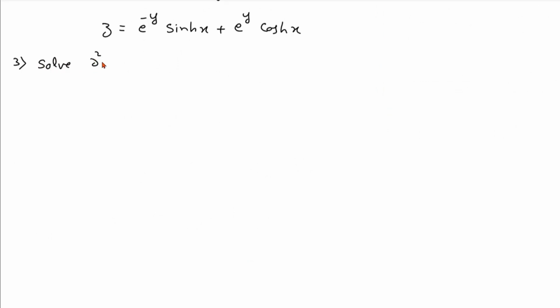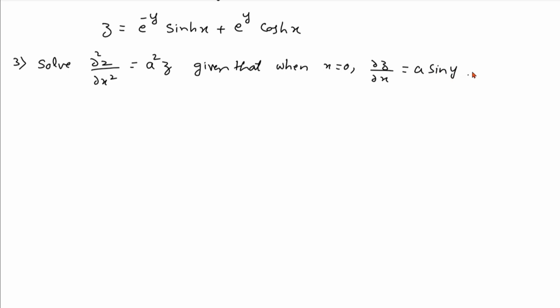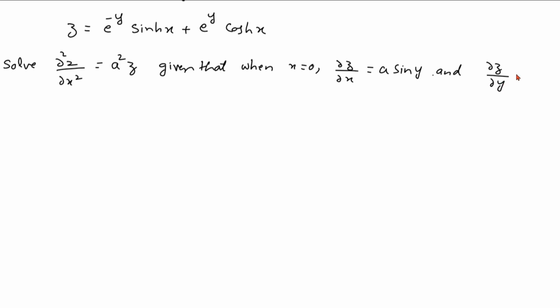Solve ∂²z/∂x² = a²z, given that when x = 0, ∂z/∂x = a sin y, and ∂z/∂y = 0. If you observe, x is the independent variable, therefore it contains only one independent variable. You can write it in the form of an ODE.